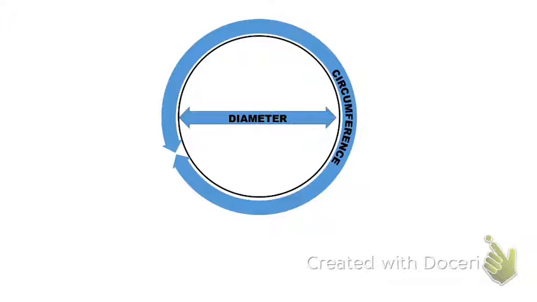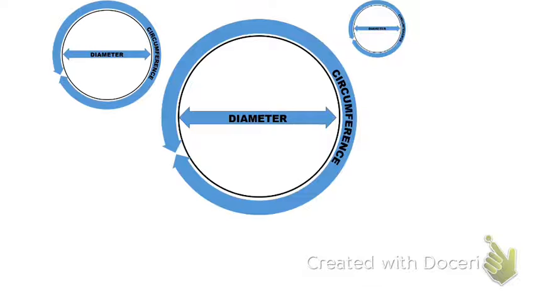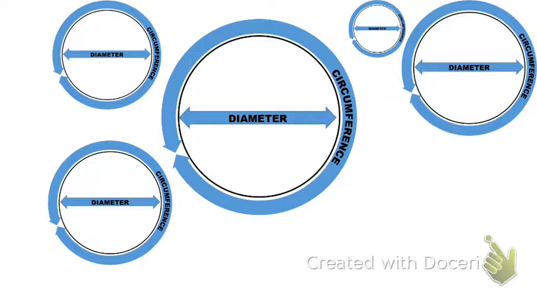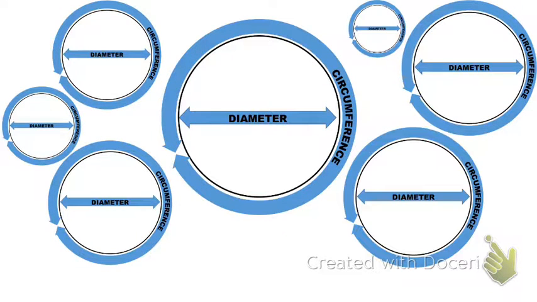Every circle, no matter what size it is, also has a circumference. That's the measurement all the way around the outside of the circle. Whether you have a small circle, a medium-sized circle, or a bigger one, all of those circles have a diameter and all of those circles have a circumference. And if you notice, when the diameter is shorter, the circumference is also shorter. So as the diameter shrinks in size, the circumference also shrinks in size.